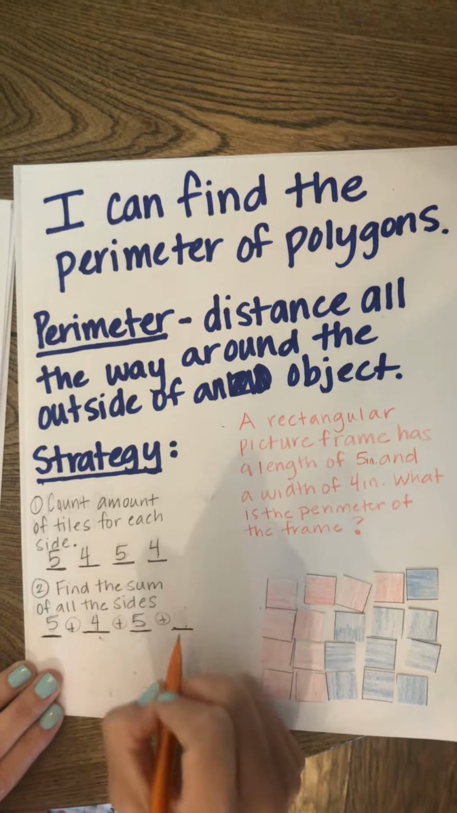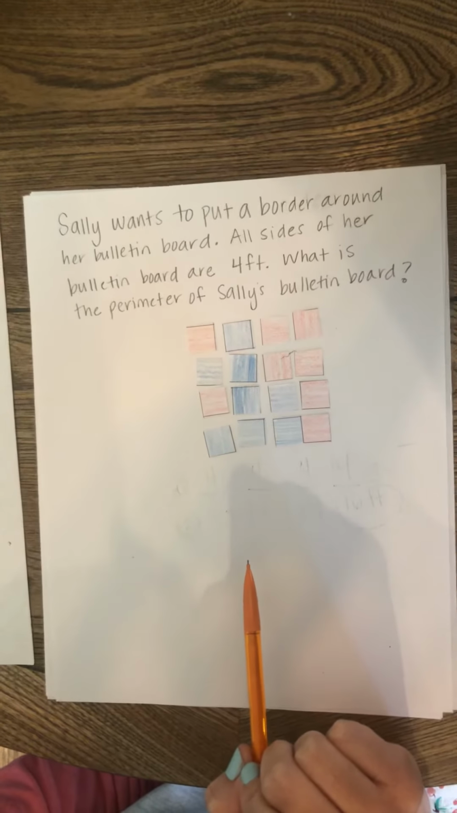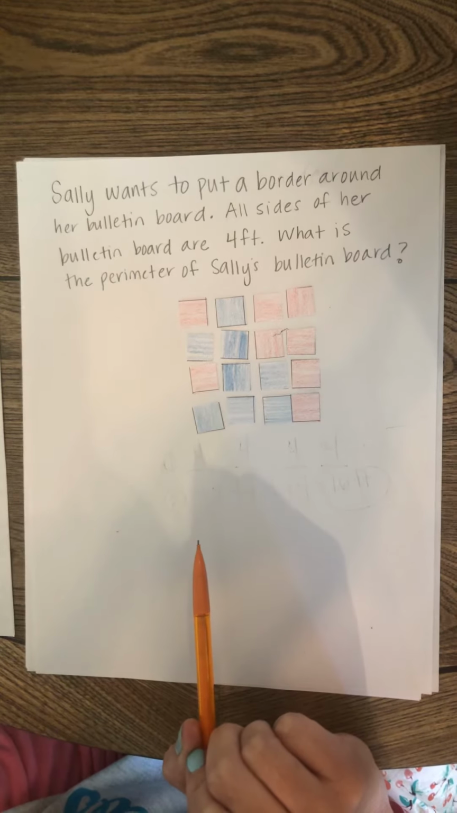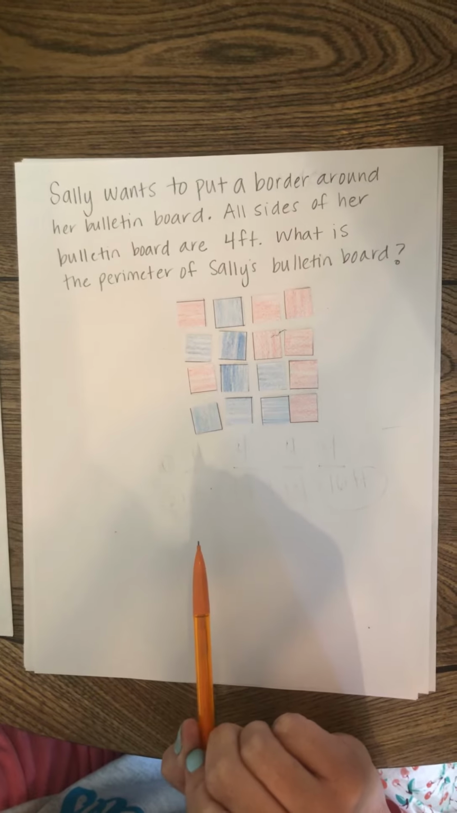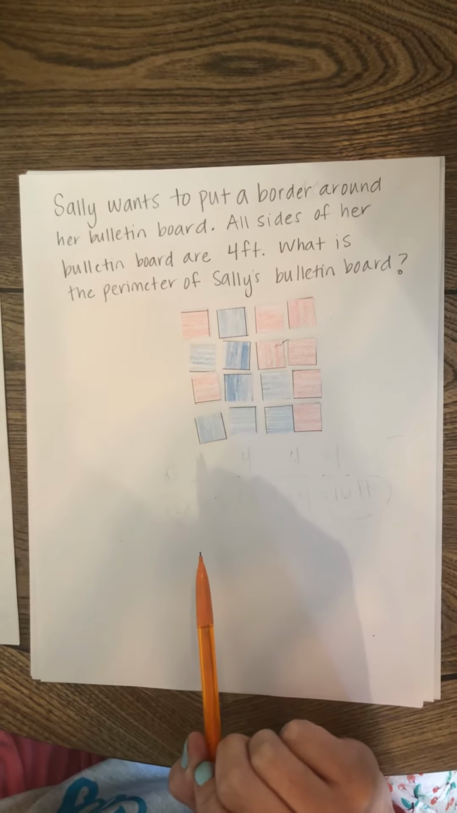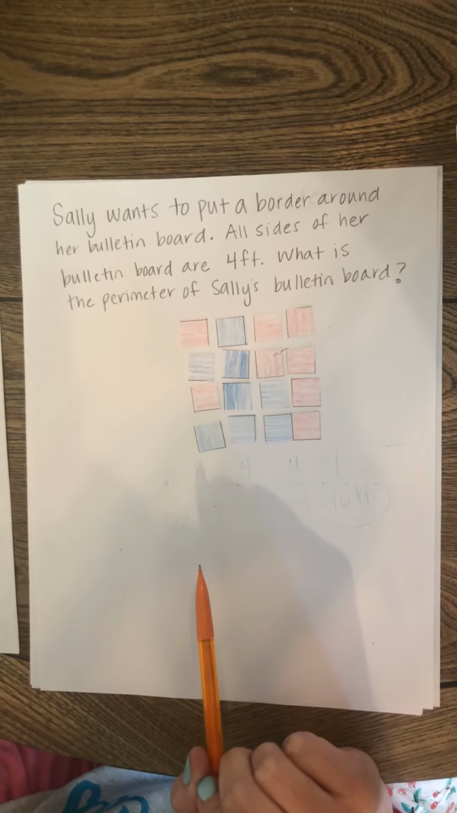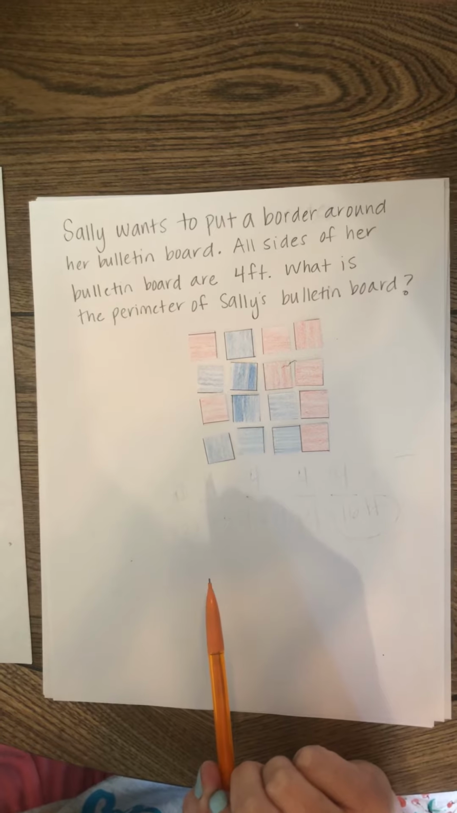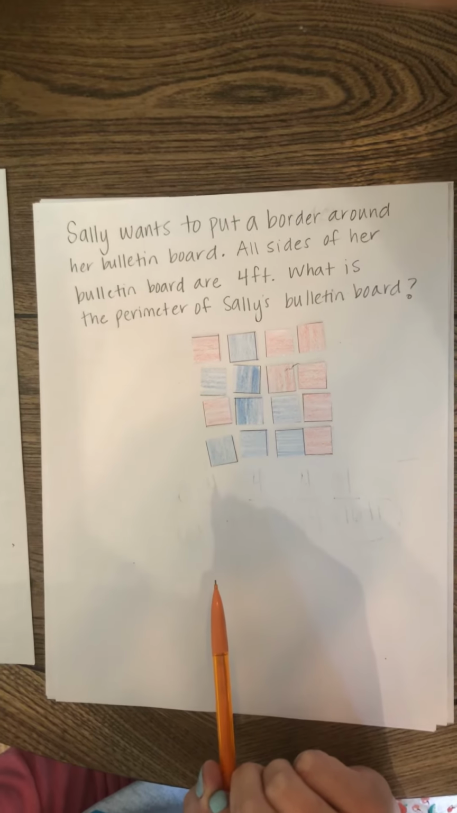Now, you are going to try this one on your own. After I read the problem, you are going to press pause and work it out on your own using our strategy. Once you are finished, you are going to come back and press play. Let me read the problem. Sally wants to put a border around her bulletin board. All sides of her bulletin board are 4 feet. What is the perimeter of Sally's bulletin board?